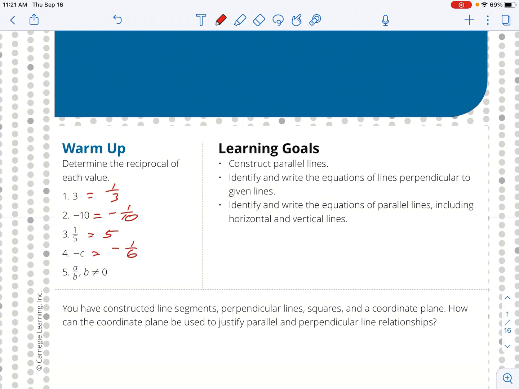Now, when I do that for number 4 here, I have to throw on a constraint where C cannot be divided by 0. You just can't divide by 0. So C cannot be 0 when it's in the denominator. And then number 5, it's going to be B over A. And then I need to throw in that constraint where A cannot be 0.